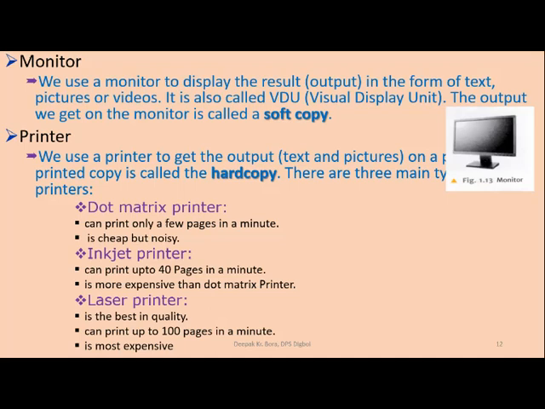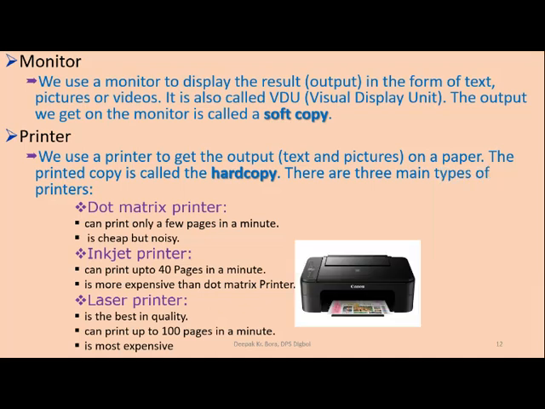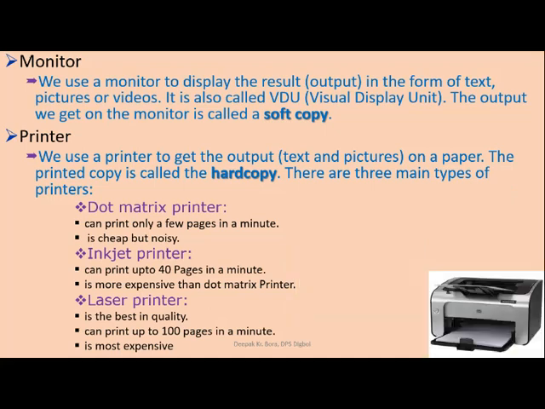There are three main types of printers: dot matrix printer, inkjet printer, and laser printer. Dot matrix printer. We can print only a few pages in a minute. It is cheap but noisy. Inkjet printer. It can print up to 40 pages in a minute. It is more expensive than dot matrix printer. Laser printer. It is the best in quality. We can print up to 100 pages in a minute. It is most expensive.